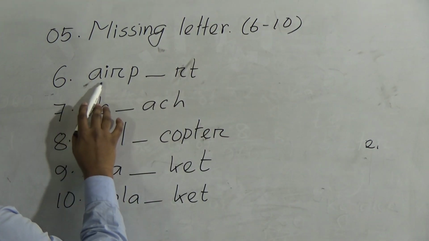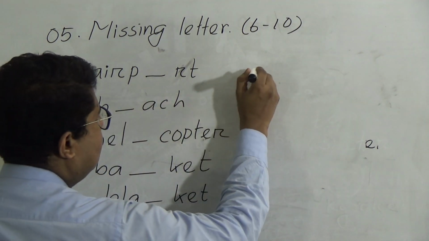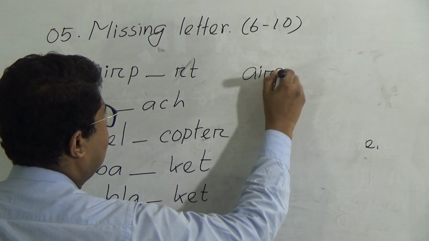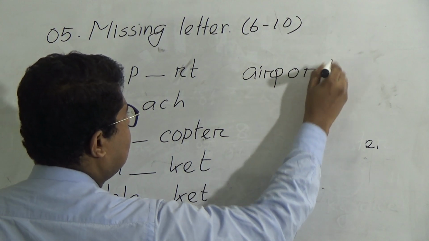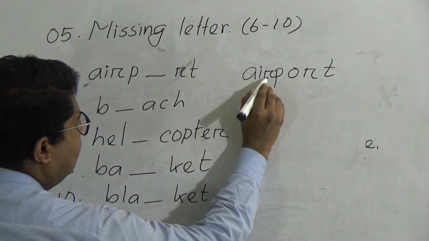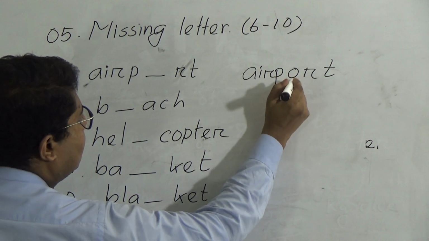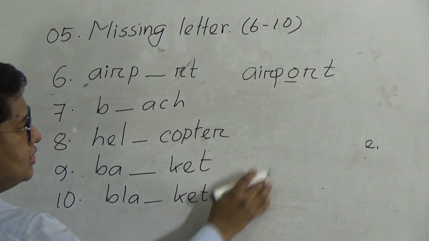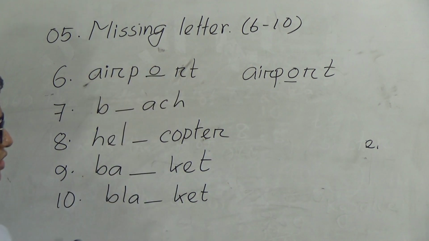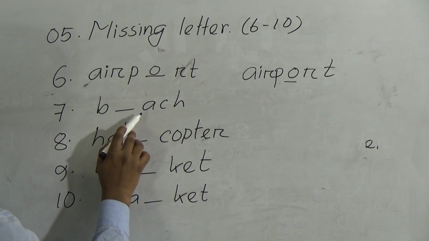Number 6, AIRP-RT. So the main word was AIRPORT, airport. So in this word you can see AIRPO, the letter O is missing. You have to write O here. AIRPORT, airport.